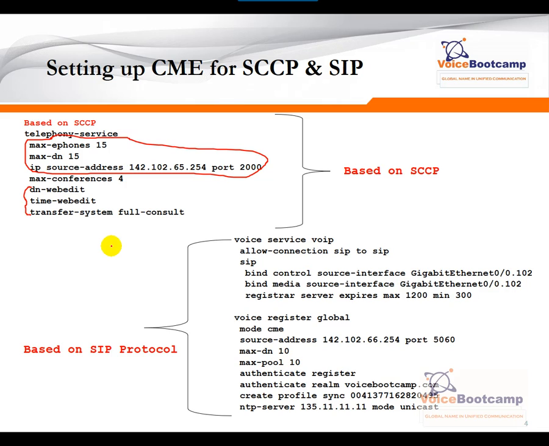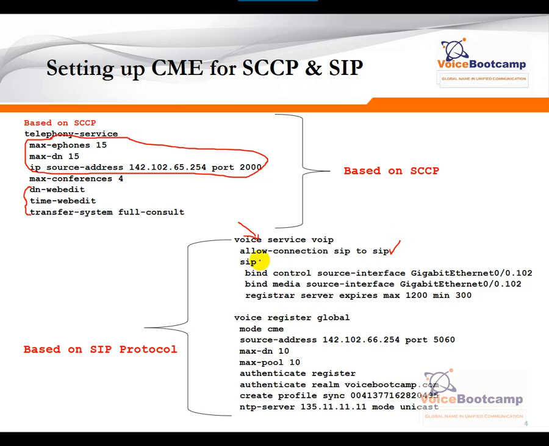First of all, the way SIP works is that the source address of SIP traffic must be defined using a SIP bind command. So first of all, you go to config t mode, type voice service VoIP, then you enable this feature called allow connection SIP to SIP. That means enabling SIP traffic coming in and SIP traffic going out.